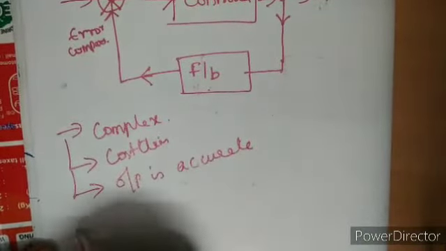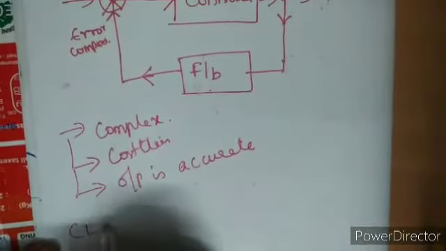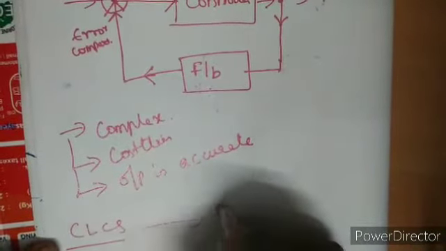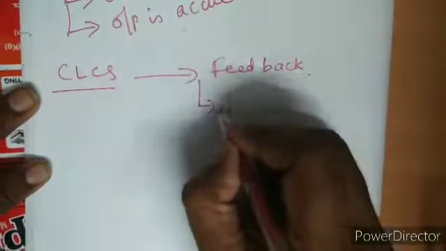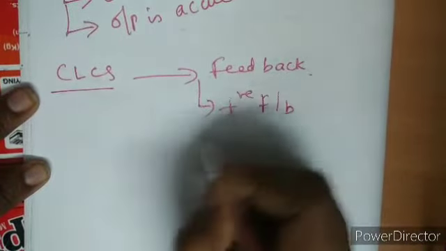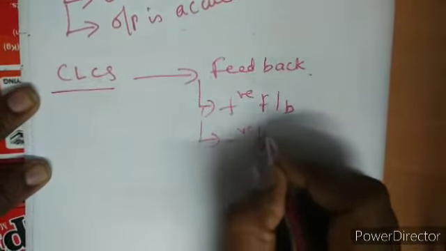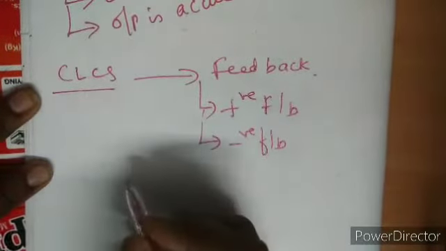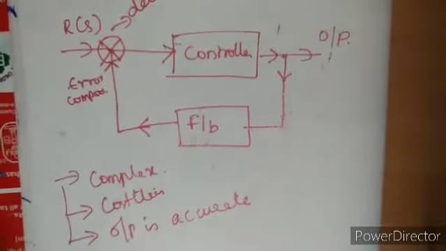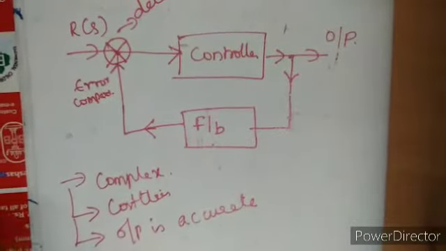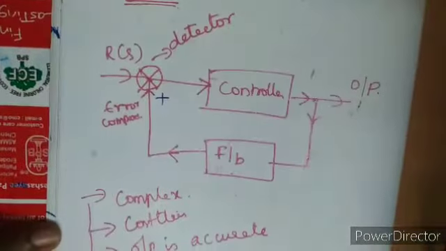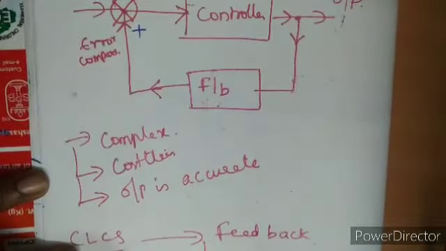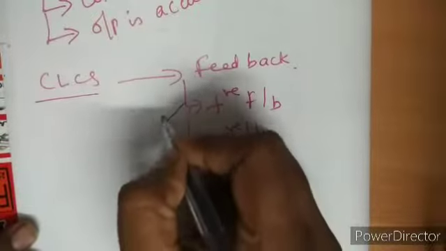When we talk about a closed loop control system, the important concept is feedback. The feedback is of two types. One is positive feedback and the other one is negative feedback. When I say positive feedback, for the control system, I will be giving a positive sign. It shows it is positive feedback.